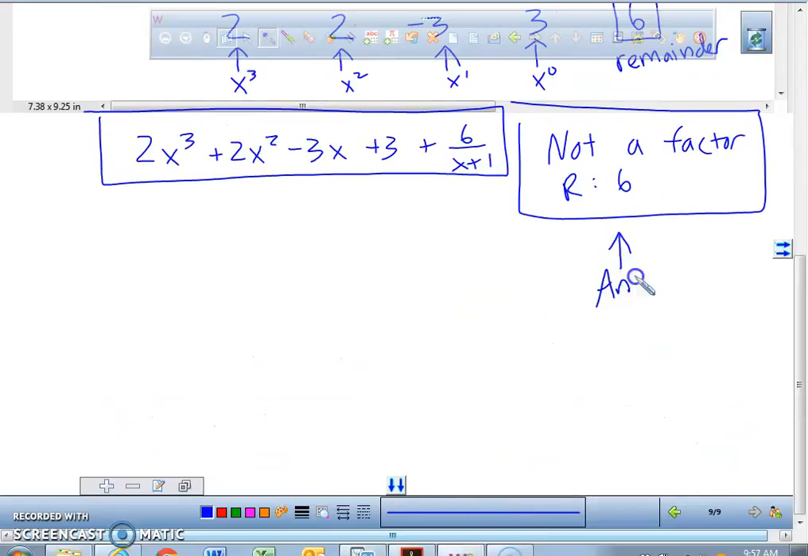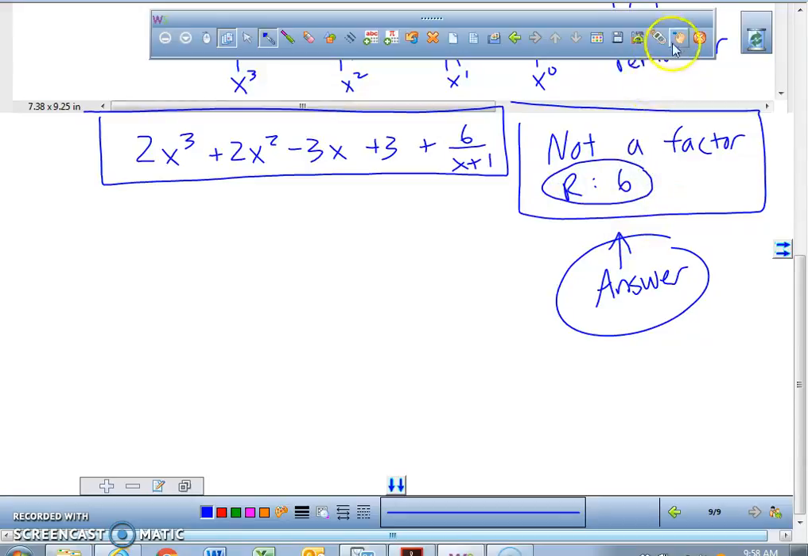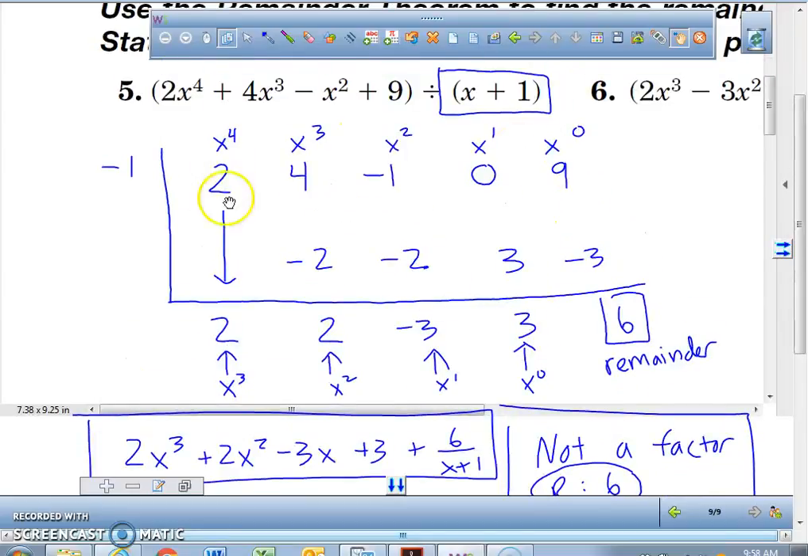This right here. So on problems 5 all the way through 12 on your assignment, that's what you're going to be doing. You're going to be testing whether something is a factor or if it is not a factor. And list what your remainder is if it isn't a factor. Okay? So I want to see your work. What work do I want to see on your paper? I want to see this.